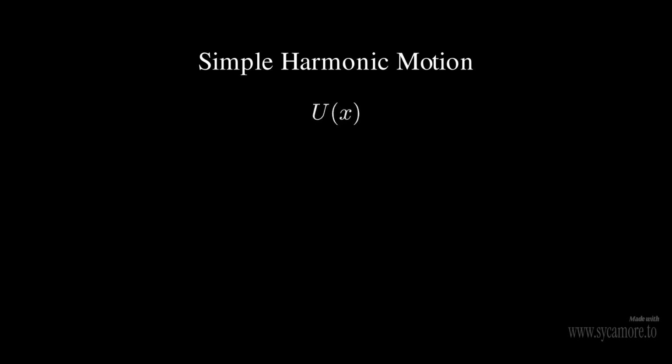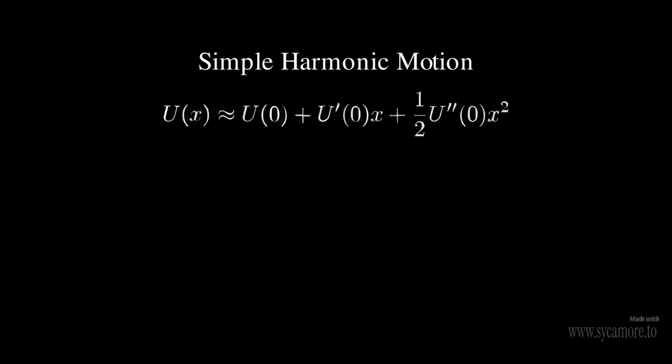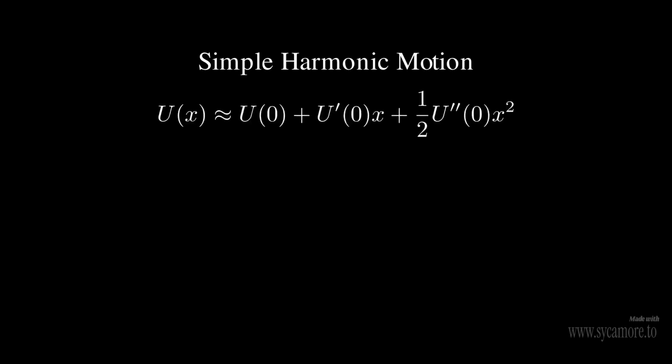For any system in stable equilibrium at x equals 0, the potential energy is at a minimum. We can approximate any smooth function near this point using a Taylor expansion. The first term is just a constant energy value, which we can set to 0. The second term involves the first derivative, which is the slope. Since we are at a minimum, the slope is 0, so this term vanishes.